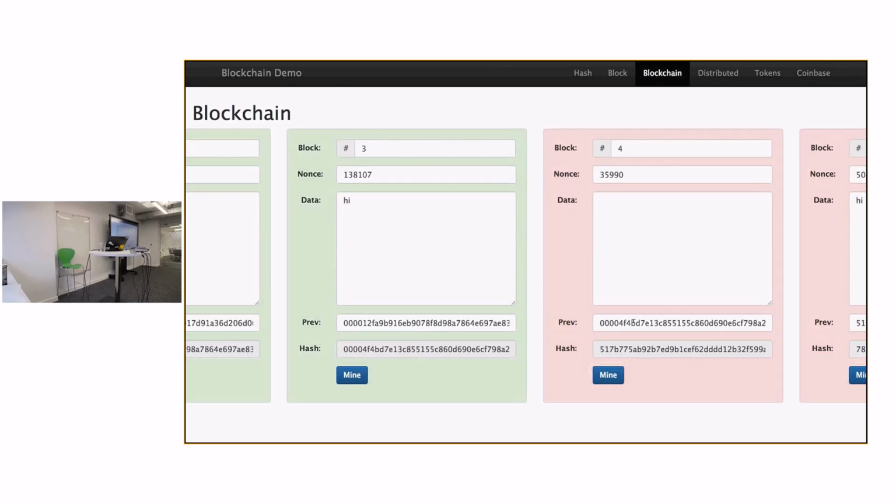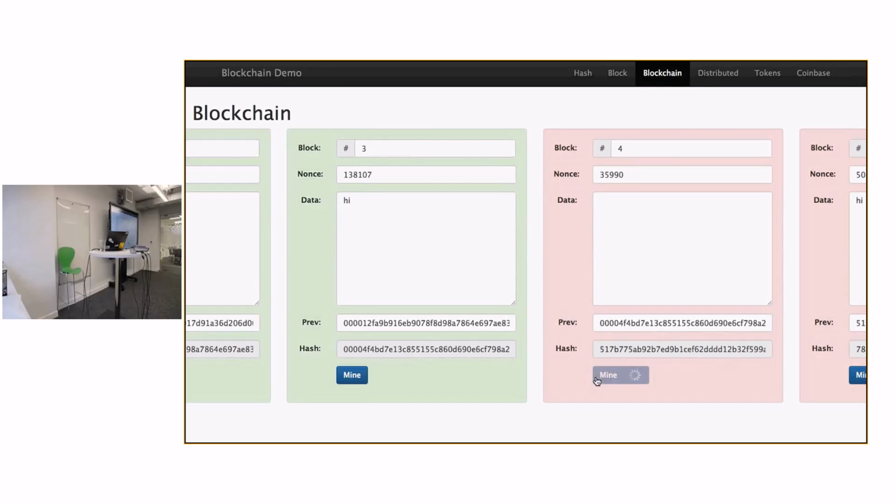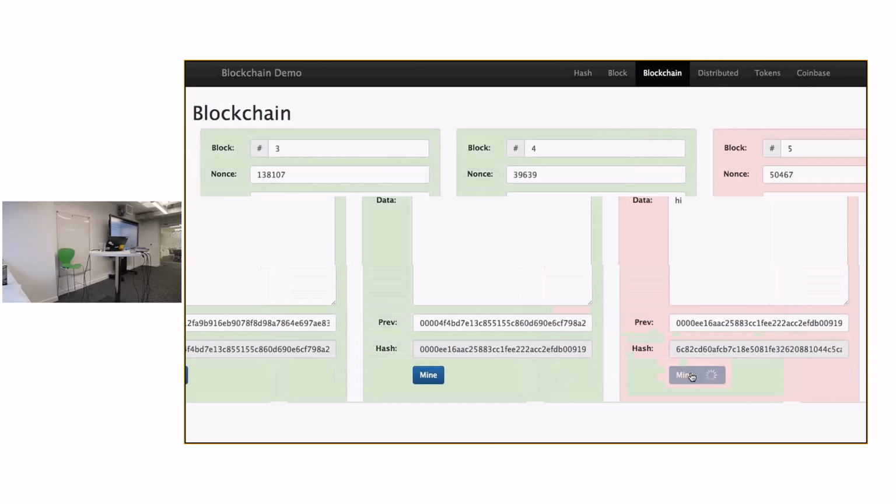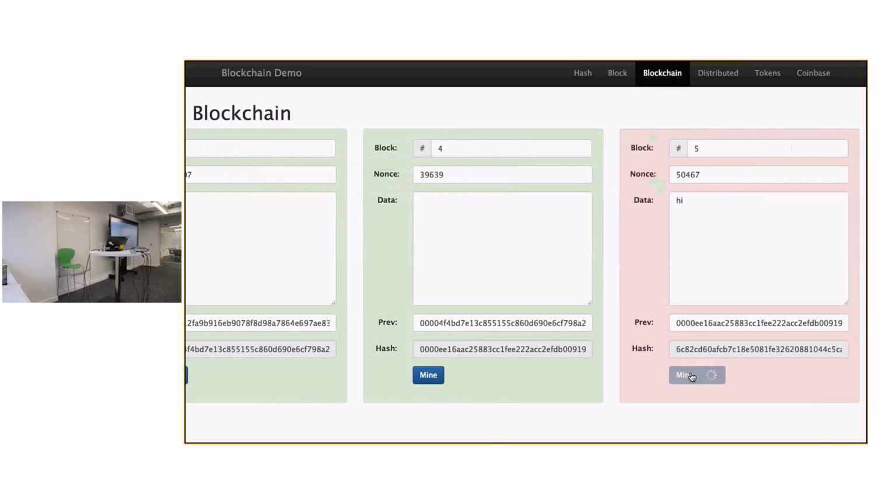So I also have to mine this block. All right? And that takes some amount of time. That one was a little bit quicker. And then I have to mine this block to fix it. All right, so what we're showing here is that if I go and change this last block, all I have to do is remine this block.